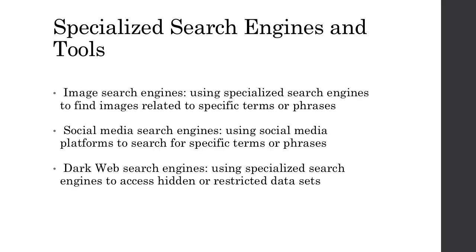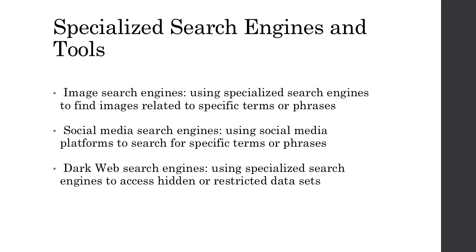Specialized search engines and tools. Image search engines: using specialized search engines to find images related to specific terms or phrases. Social media search engines: using social media platforms to search for specific terms or phrases. Dark web search engines: using specialized search engines to access hidden or restricted data sets.